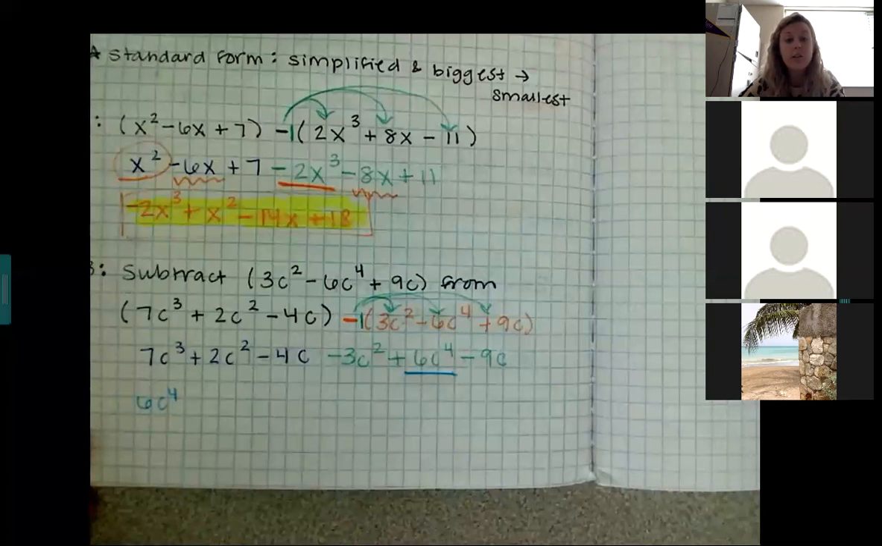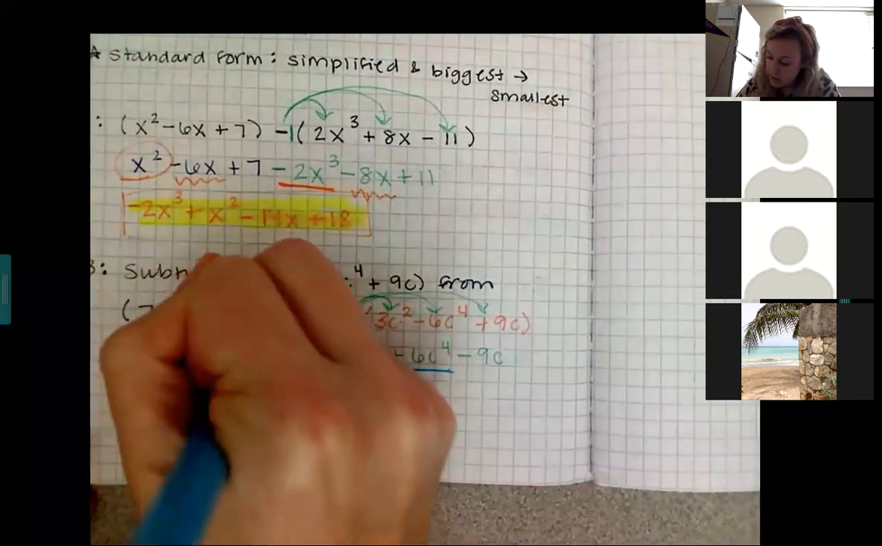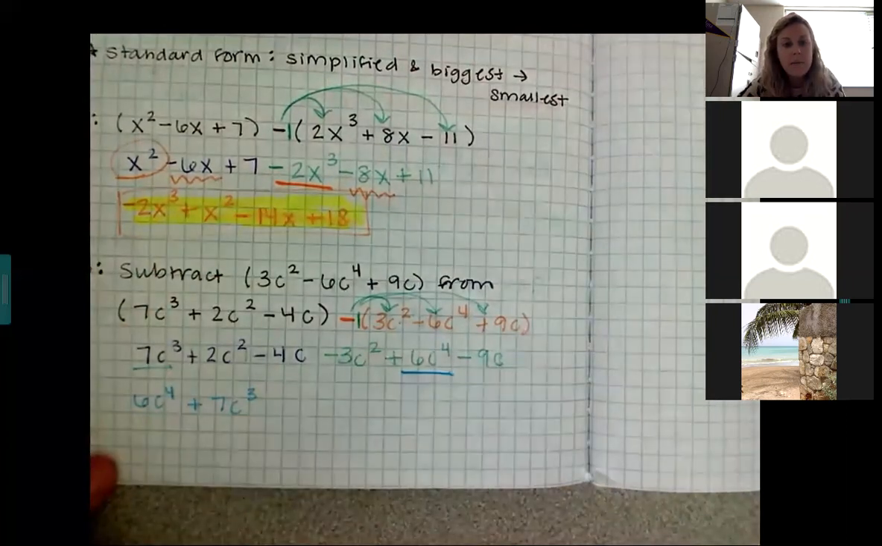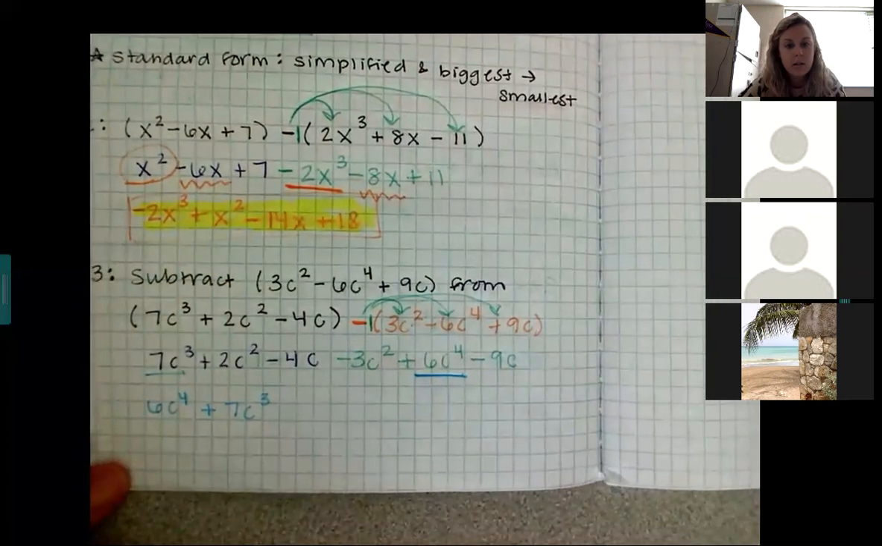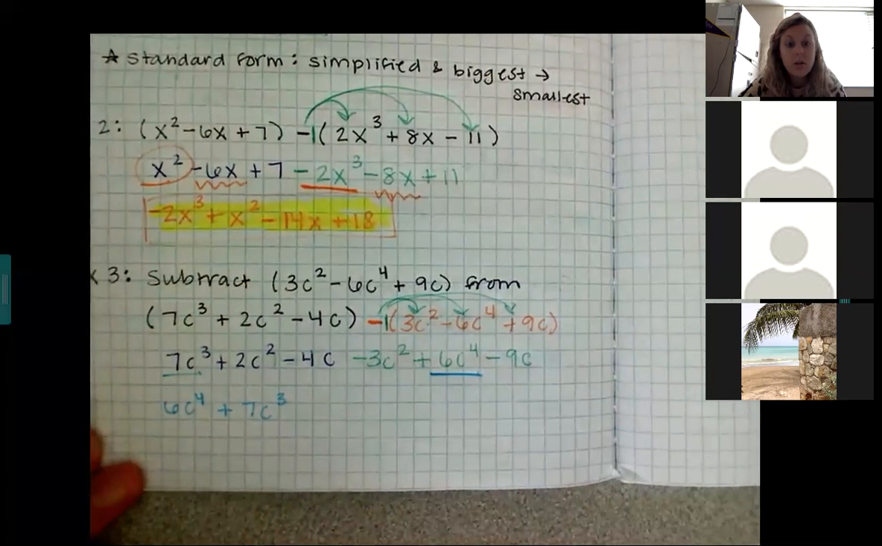Are there any other c cubes? No. So let's bring this one down too. Plus 7c cubed. What would come next? Negative 3c to the second power. Good. Negative 3c to the 2nd power.